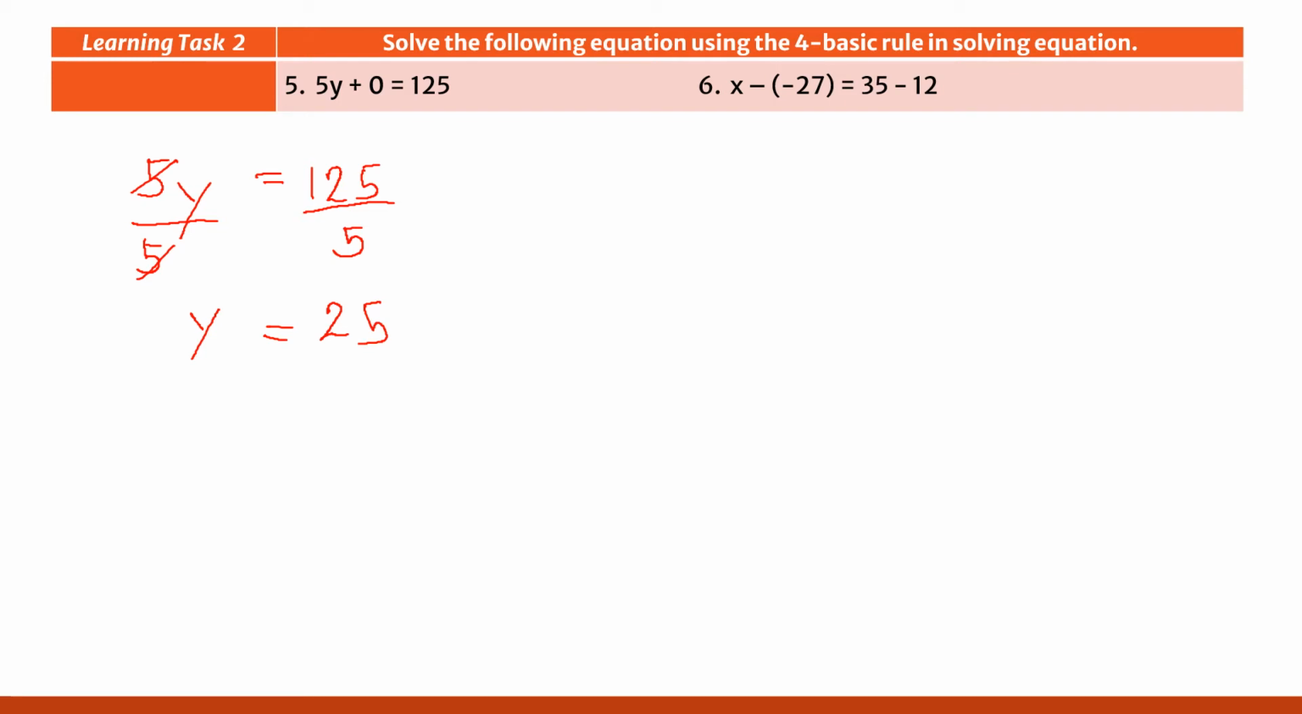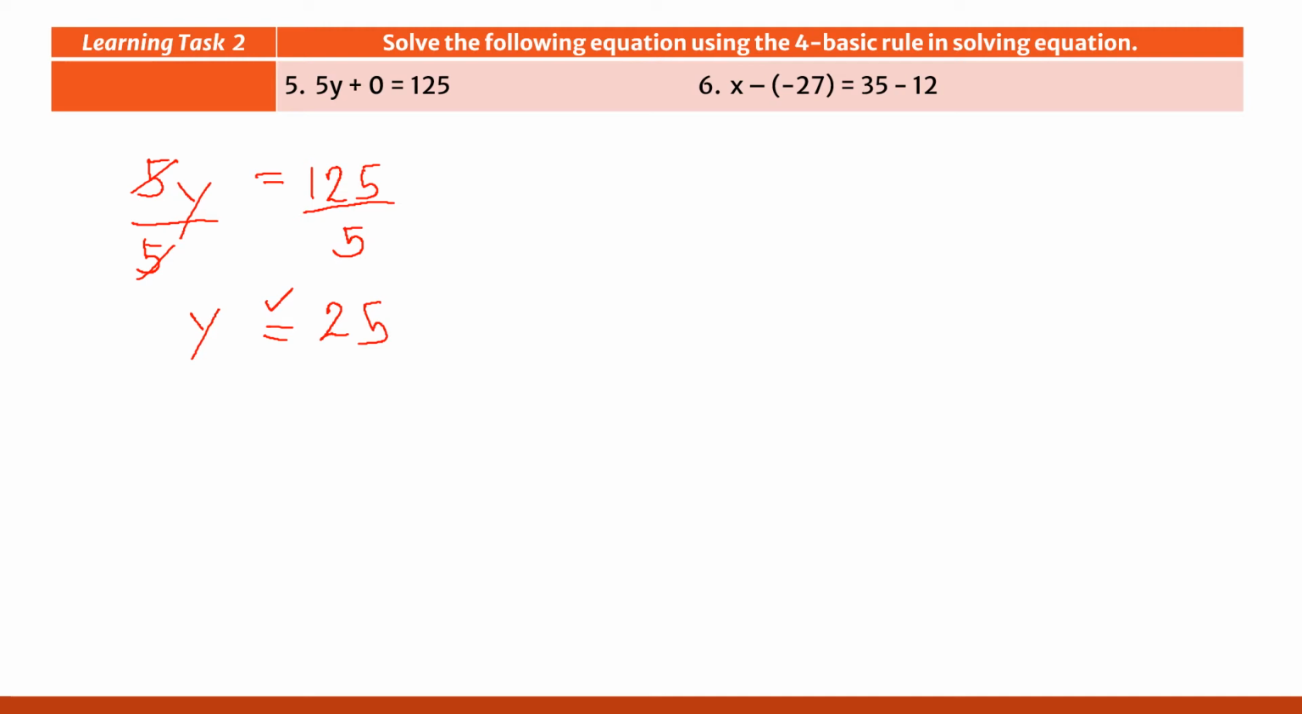Okay? Is y equals 25 correct? Balikan natin yung given equation. 5y. What is 5 times 25? So that is 125. And what is 125 plus 0? 125. That 125 equals 125. Therefore, 25 here is correct.